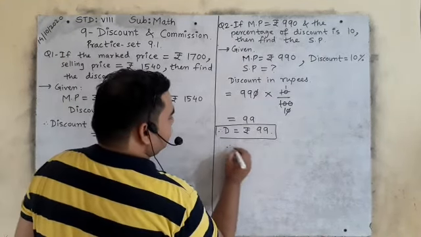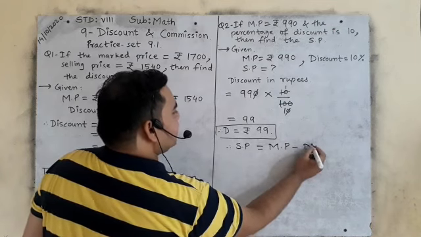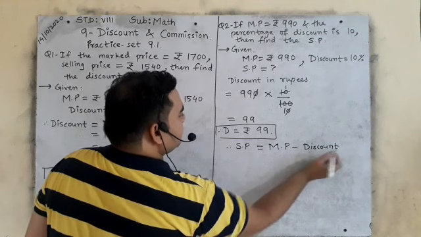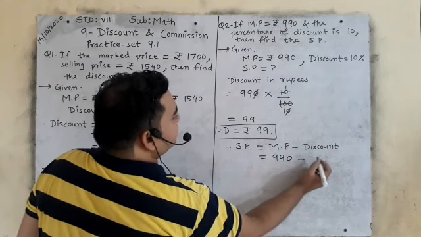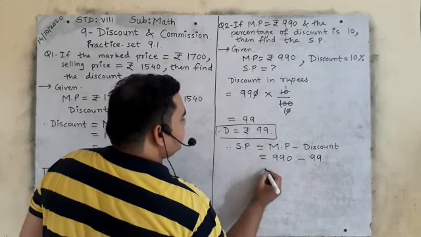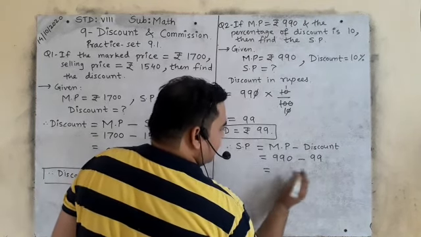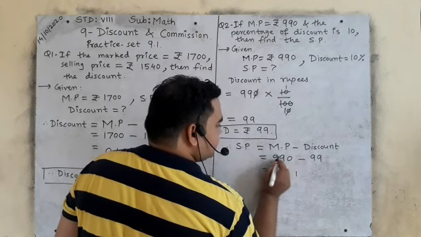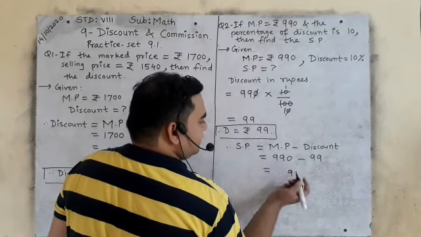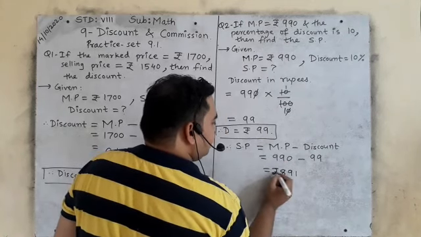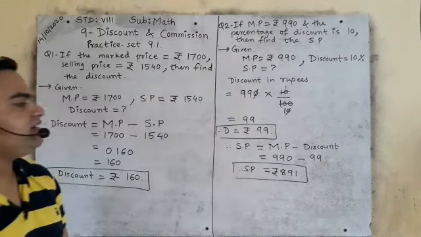Okay. Now what is to be found? Selling price. Therefore you will write selling price is equal to mark price minus discount in rupees. Mark price is 990 minus discount 99 rupees. So you have to subtract. 10 minus 9, 1. This is 8. 8 minus 9 is not possible, so it will carry from here. 18 minus 9, 9. And this is 8. So 891. Therefore, selling price is rupees 891.